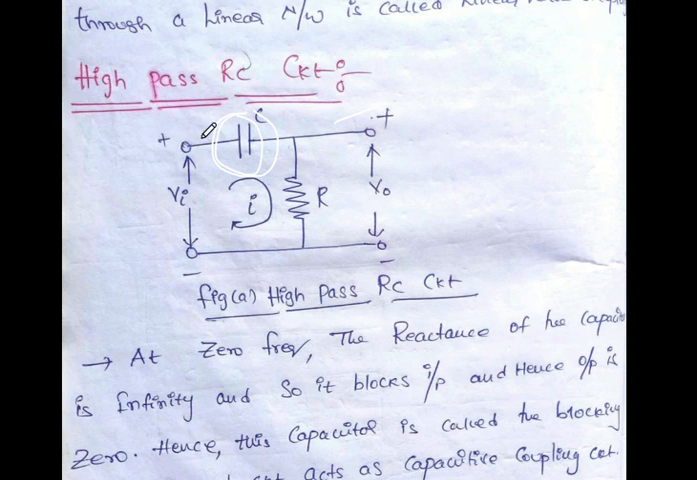Now, at 0 frequency, the capacitor acts as an open circuit. Therefore, the output is equal to 0. At infinite frequency, the capacitor acts as a short circuit and the output is equal to the input.